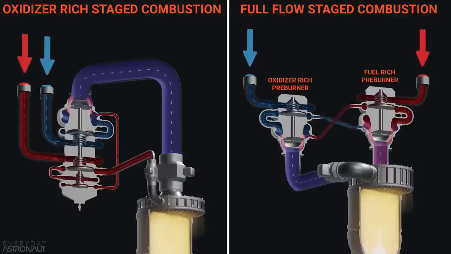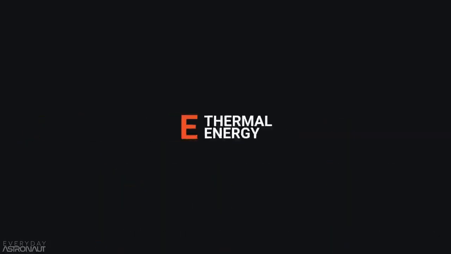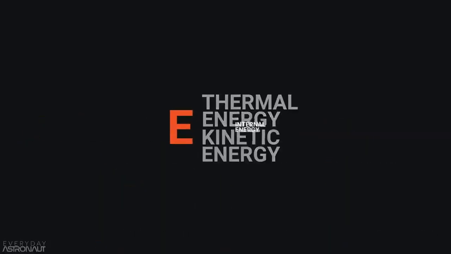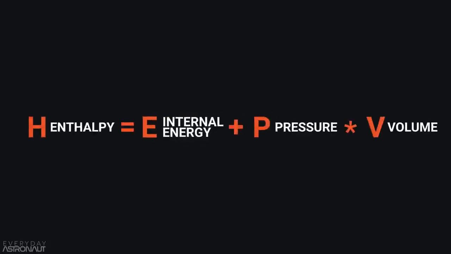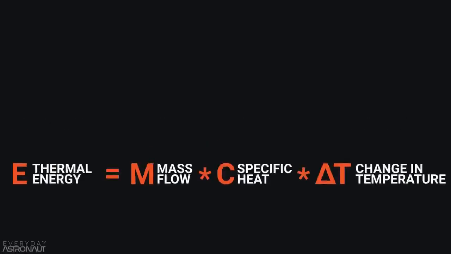But let's actually dive into this even more to help drill it in. Take a look at this equation for thermal energy. Now, for some perspective here, thermal energy and kinetic energy make up internal energy, which is that E in the enthalpy equation. And we're going to show you exactly how different the temperatures inside the preburners of different engine cycle types can be. Now, bear with me. Even seeing an equation on screen terrifies me. But we'll make this as simple as possible.